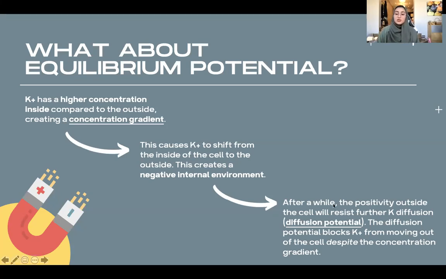So these two opposing forces are going to create something called the diffusion potential. The positivity outside the cell, even though potassium wants to go outside because there's a lower concentration, is so positive that electrically it's repelling it. So the diffusion potential is going to block potassium from moving outside of the cell, even though its concentration gradient is pushing it in that direction. Does that make sense to everyone?